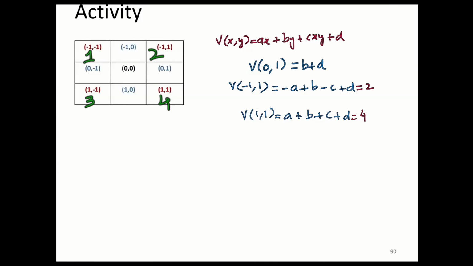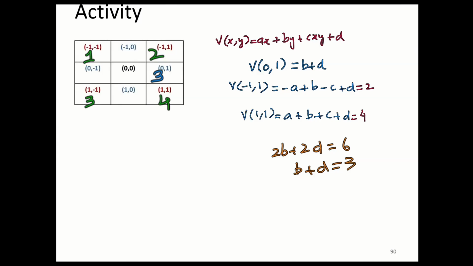So if I add these 2 equations, now I have 2 equations, and I need b and d to be found out. If I add these 2, what will I get? These 2 will cancel, these 2 will cancel. We get 2b plus 2d equals 6. And if you want to find b plus d, b plus d will be equal to 6 divided by 2, which is 3. So it means that this is 3.